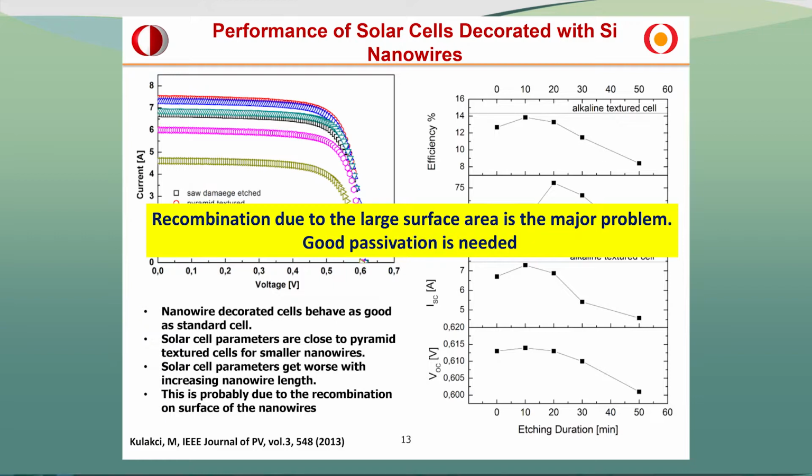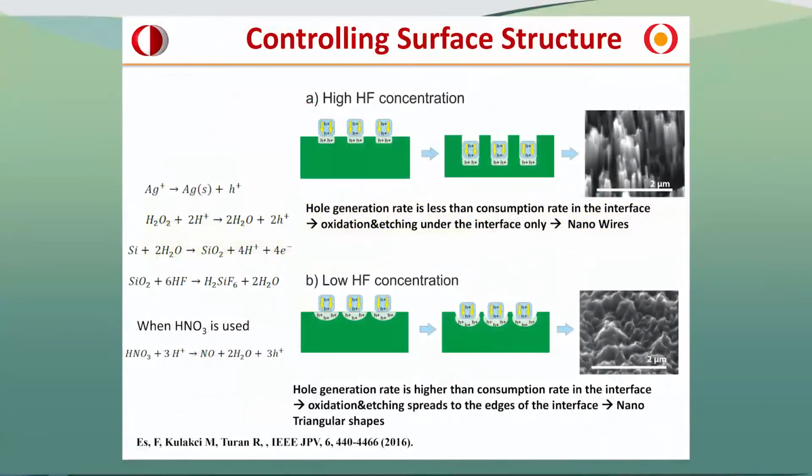This is, of course, the recombination due to the large area that you create. So you destroy the surface in terms of the electrical performance. You create a good optical material, but you don't have good electrical properties. In order to solve this problem, we played with the chemistry and we tried to change the structure on the surface.